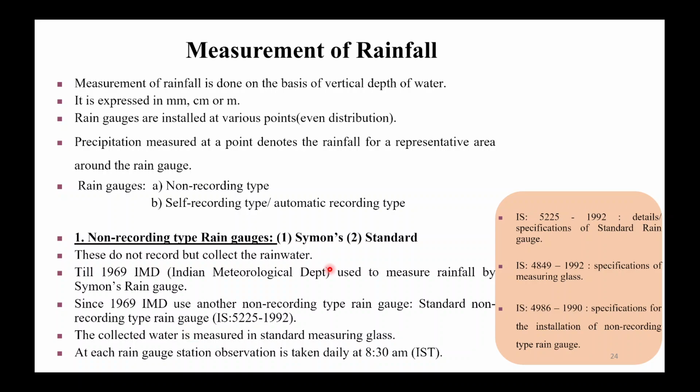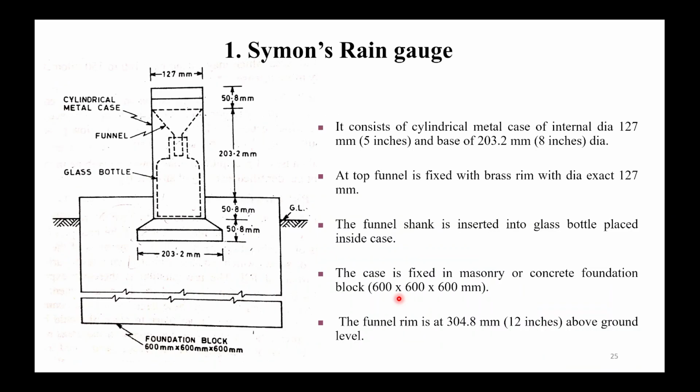Okay, so we'll look at Simon's first, then we'll go to the standard non-recording rain gauge. So please remember, we are only going to collect the rainfall data, and we'll measure it separately using a standard measuring glass. Okay, and each of these rain gauges, observation is taken daily at 8:30 a.m. Okay, so we look at the construction first, then we'll come to the IS codes now.